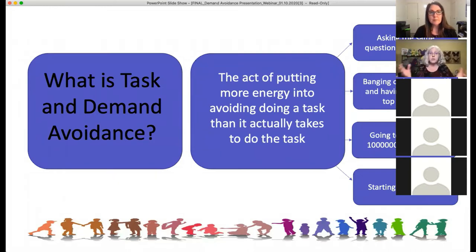And it could result in an hour or two's meltdown, and that's just crazy. So that's the extreme end of things. Now, then we just have the normal task and demand avoidance and refusal that your garden variety average kid does. Now, tonight I'm going to talk a whole lot about demand avoidance, and then at the end I'm going to give you some strategies to use straight away.